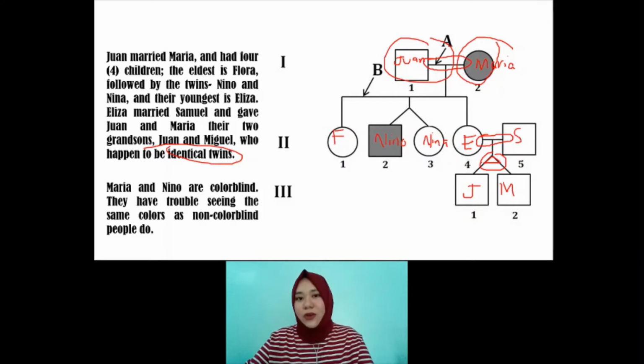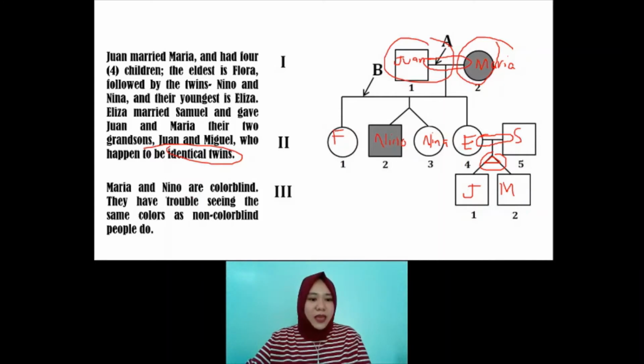Now, how would you know that the twins are identical? Usually if pareha sila og sexes. Okay? That's actually what was taught to us, di ba? Usually pag identical twins kay pareha sila og sexes. But actually I have discovered nga dili sa tanan instances na identical kay pareha og sexes. Naay mga identical twins nga babae ug lalaki. Okay? So that's Juan and Miguel.